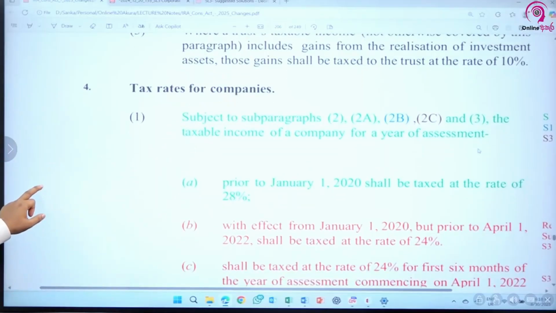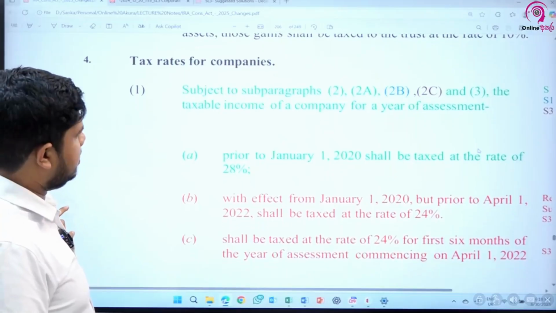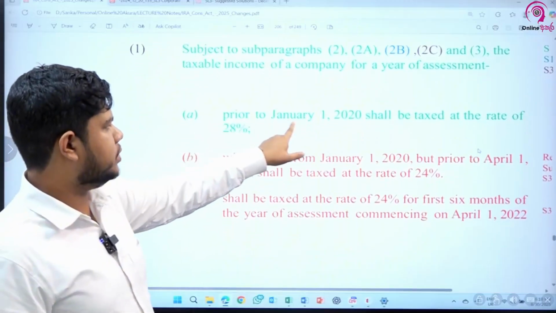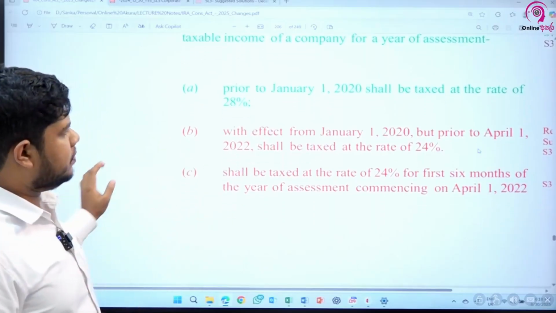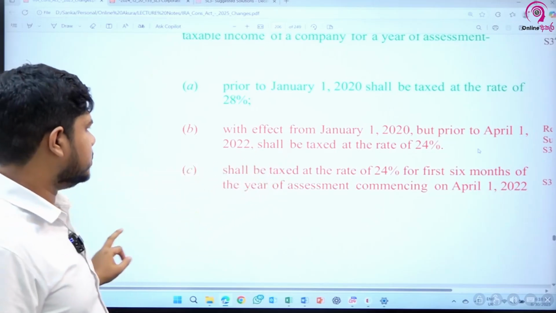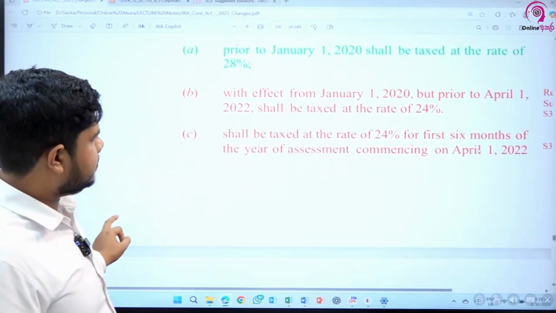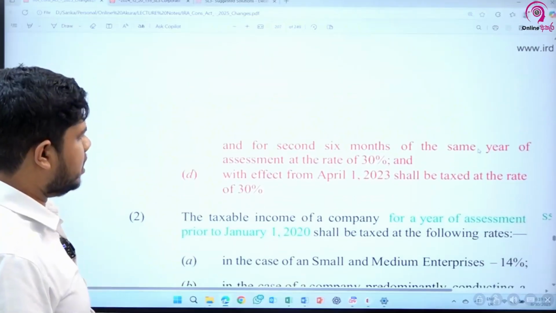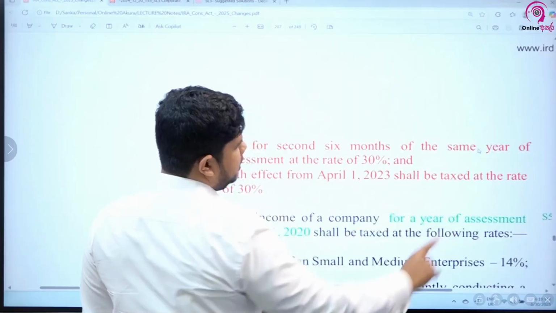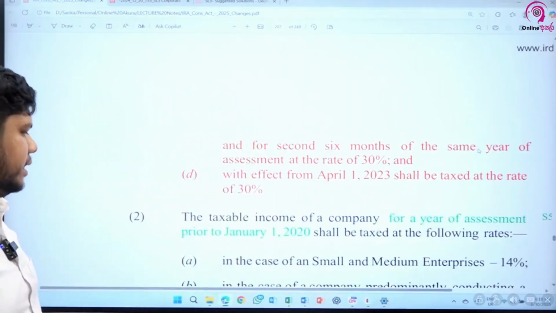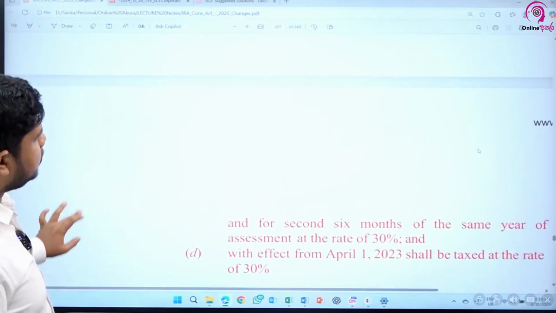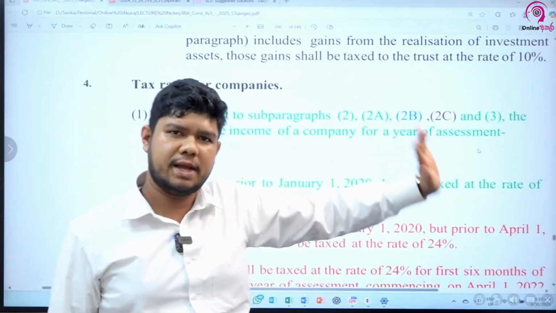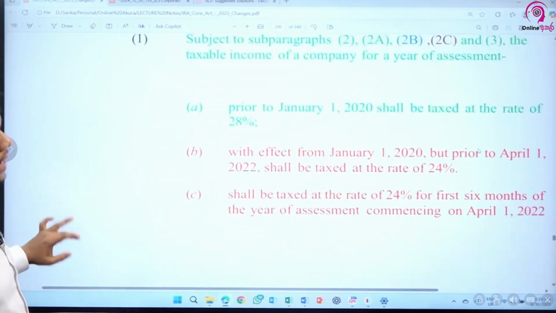Here, subject to paragraph 2, 2A, 2B, 2C and 3, the taxable income of a company for a year of assessment. See, prior to January 1st, one rate. With effect from January 2020 to April 2022, another rate. Then again another rate for the first 6 months commencing from April 2022. Here, with effect from April 1st, 2023, it shall be taxed at the rate of 30%. See, how to read it? Subject to the below sections. If these sections say something else, that applies. Subject to these sections, the tax rate is 30%.